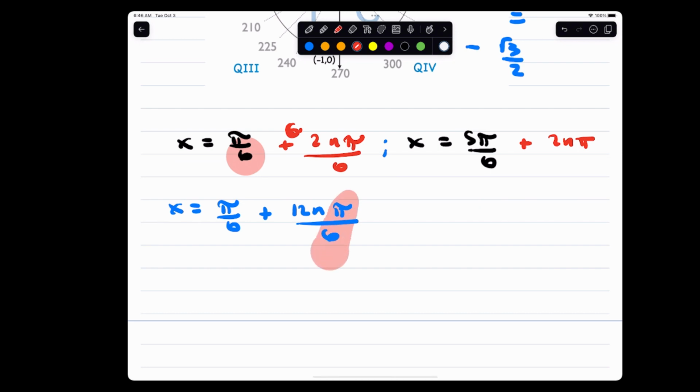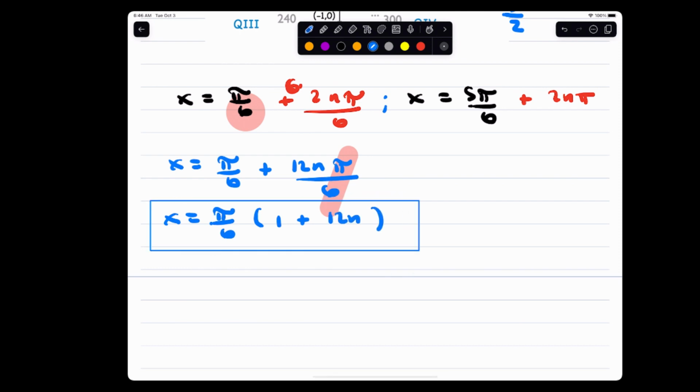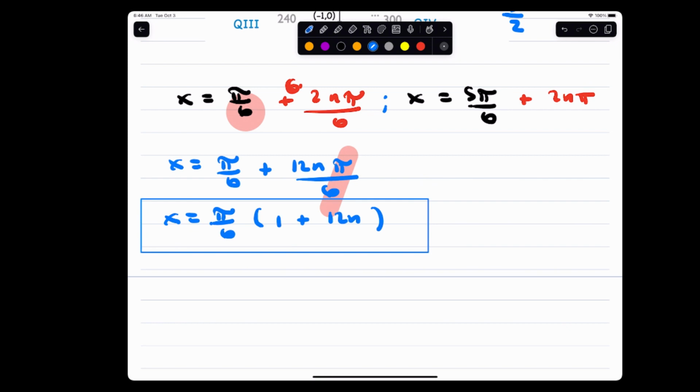Factor out your pi over 6. And what's this? 1 plus 12n, where n is an integer. So this is a nice way to get all those multiples of pi over 6 as solutions for x.